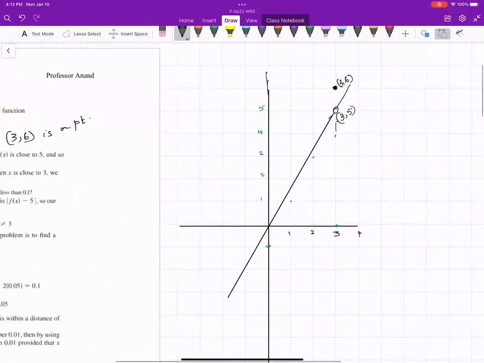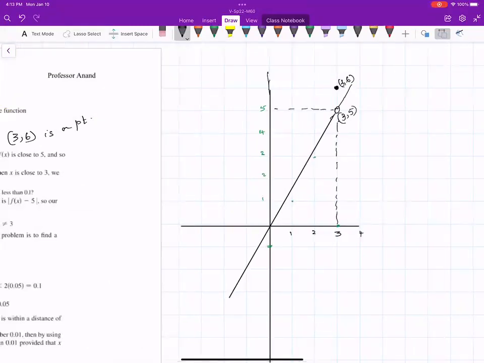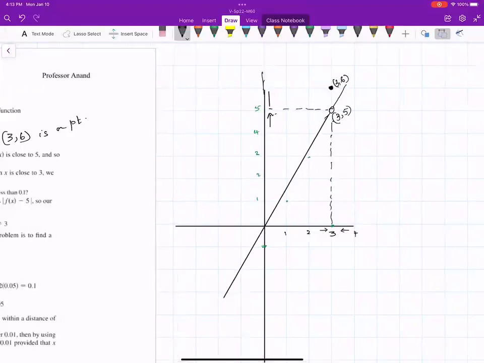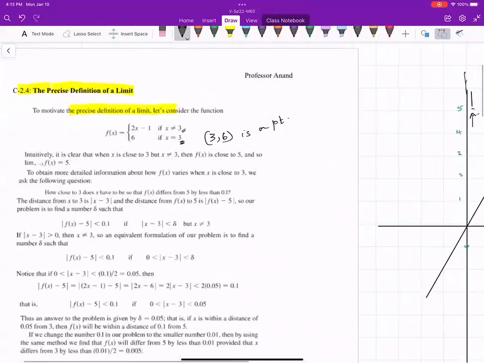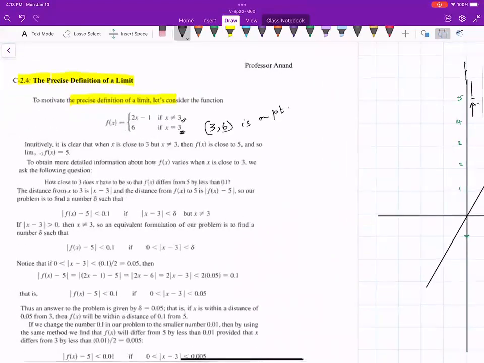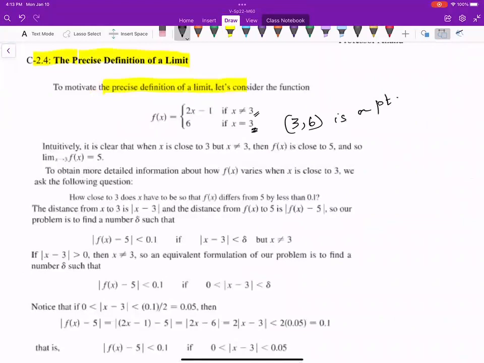So suppose I graph a line at x equal to 3, then when x approaches 3 from either side, f of x, or the y value, will approach the value 5. That's what it means. When x approaches 3 on either side, f of x approaches 5. So we write this intuitively as limit of f of x as x approaching 3 equal to 5. This is how we define the limit.